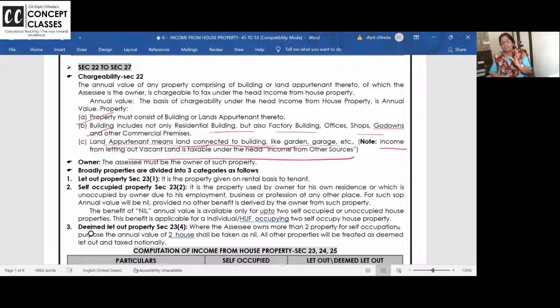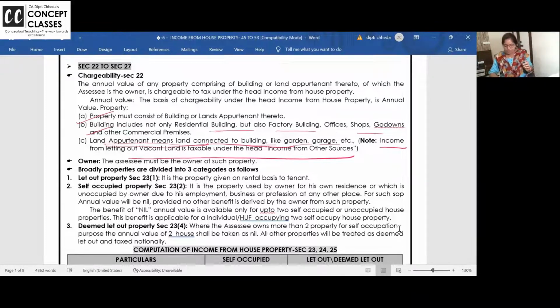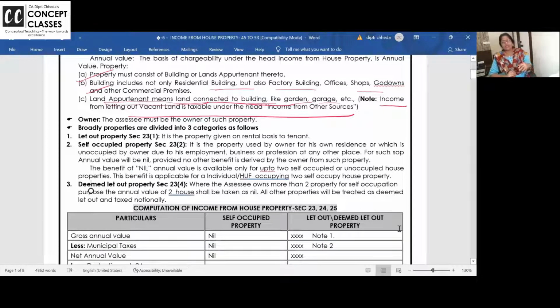Take it easy, because if I am teaching ahead and if your mind is stuck there, you will not follow. All right, once you know that property income is taxable under this head, all the properties are divided into 3 types. First is LOP. Let out property is the property which you have given out on rent. Self-occupied property is property where you stay. Now self-occupied property also includes unoccupied property.